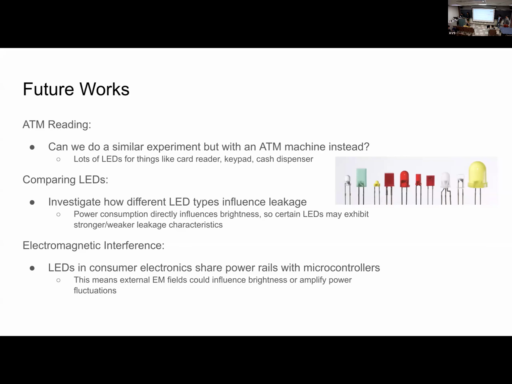Two, another future work to consider is comparing LEDs. All these LEDs are directly influenced by power consumption, and how aggressively they flicker can differ from one to another. Certain LEDs have different leakages, and some may exhibit stronger or weaker leakage. So as a defense mechanism, having one that exhibits a weaker leakage is probably ideal.